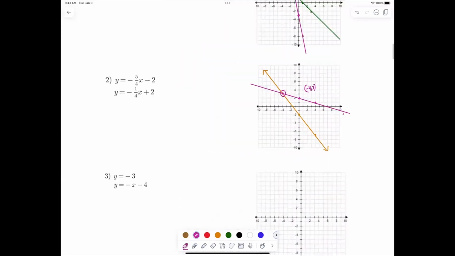Okay, so now everybody take their calculator out and go to Y equals. Type in negative 5/4 x minus 2. And then type in negative 1/4 x plus 2. And then calculate the point of intersection using your calculator. And what does it say the answer is? X is negative 4/3. Yeah, negative 4/3. Anybody have a question with that?